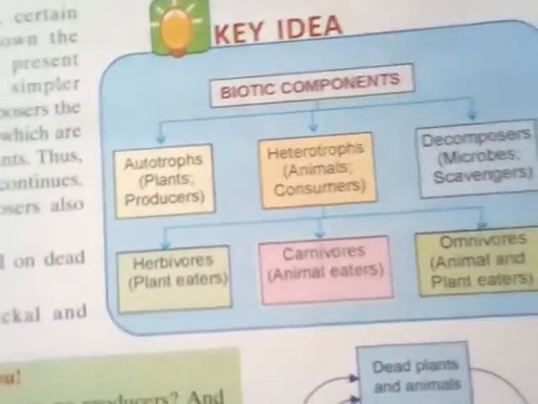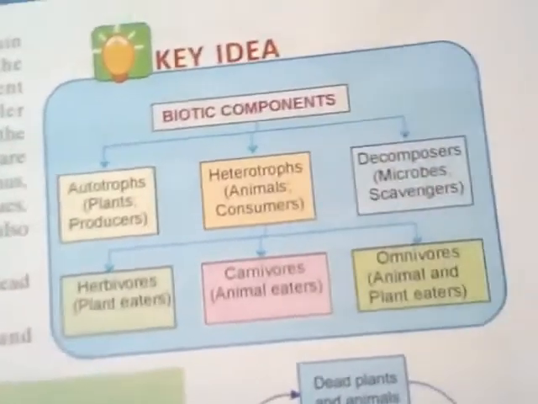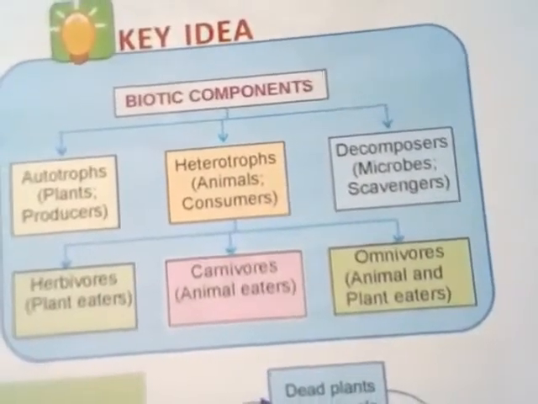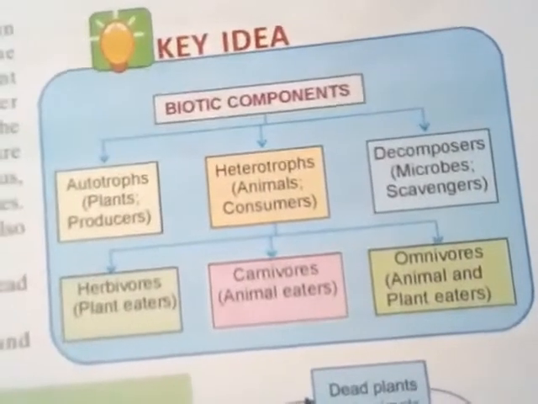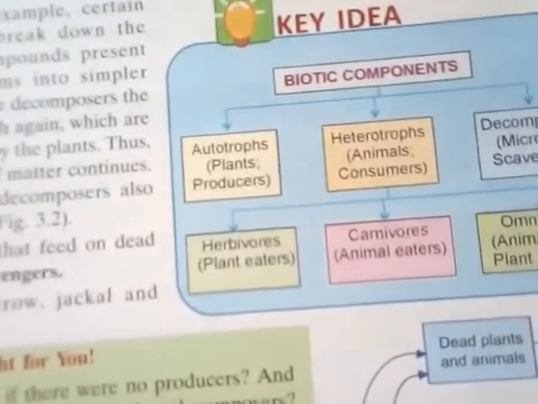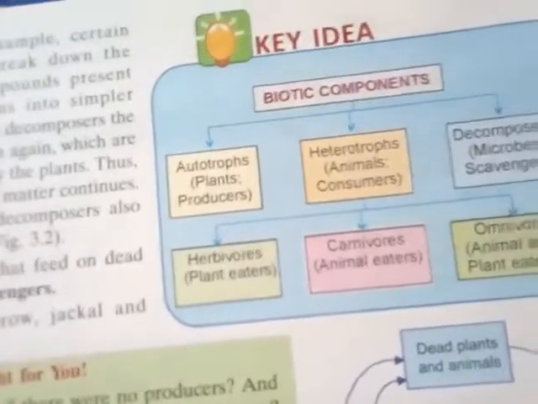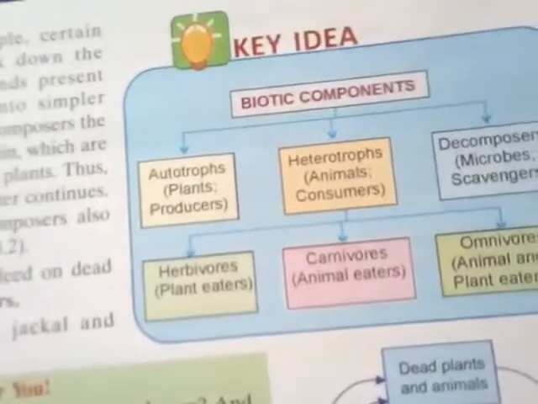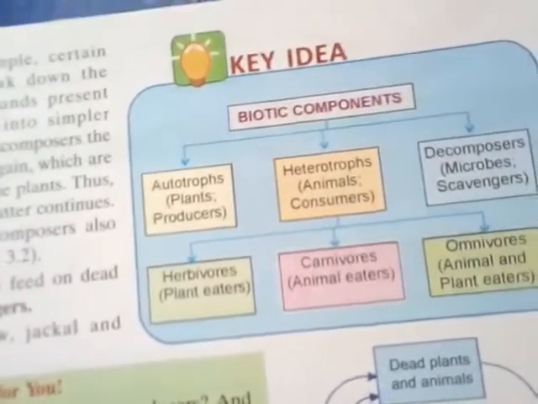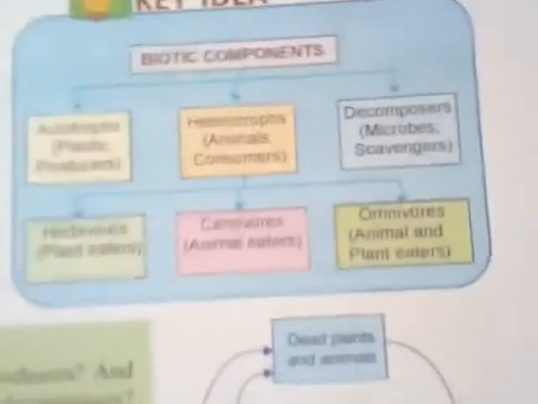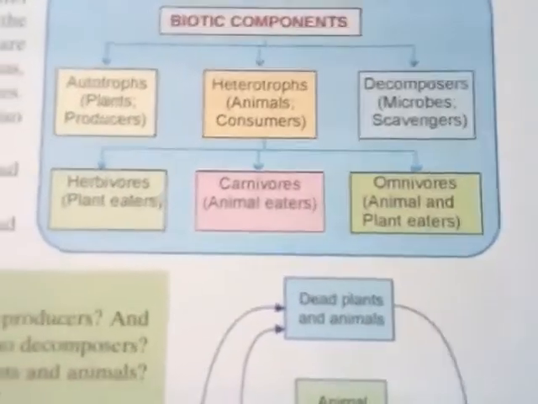And the decomposers are microbes, another kind of heterotrophs. They depend on dead materials. And these heterotrophs are again classified into three categories. One that only eats the plant is called a herbivore, like the goat. Carnivores are the animal eaters, like the tiger and lion, which are secondary consumers or carnivores. And omnivores eat both animals as well as plants. So this is a very important thing.